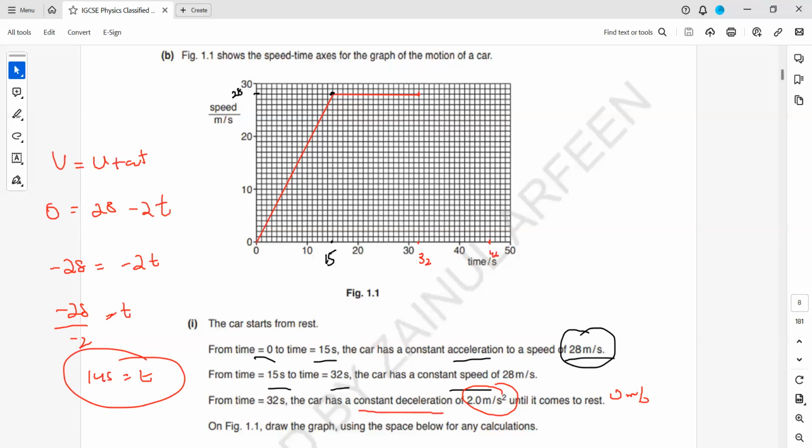And it has a constant deceleration. Whenever there's a constant deceleration, we have to draw a straight line. This shows it has a constant deceleration. If it was a non-uniform deceleration, then it would be a curve. Is it clear, this one? So first it was having a constant acceleration for 15 seconds. Then from 15 to 32, it has a constant speed or no acceleration. And from 32 to 46, it has a constant deceleration.